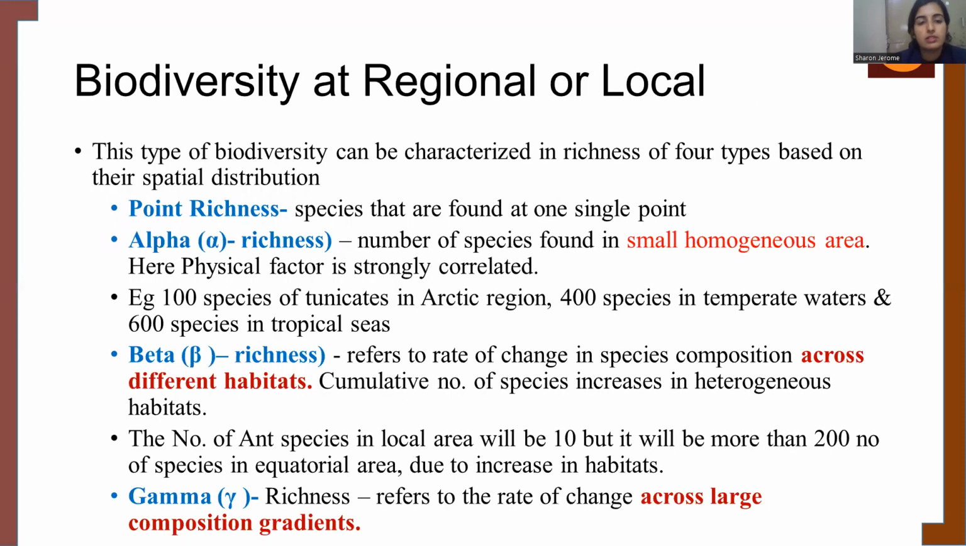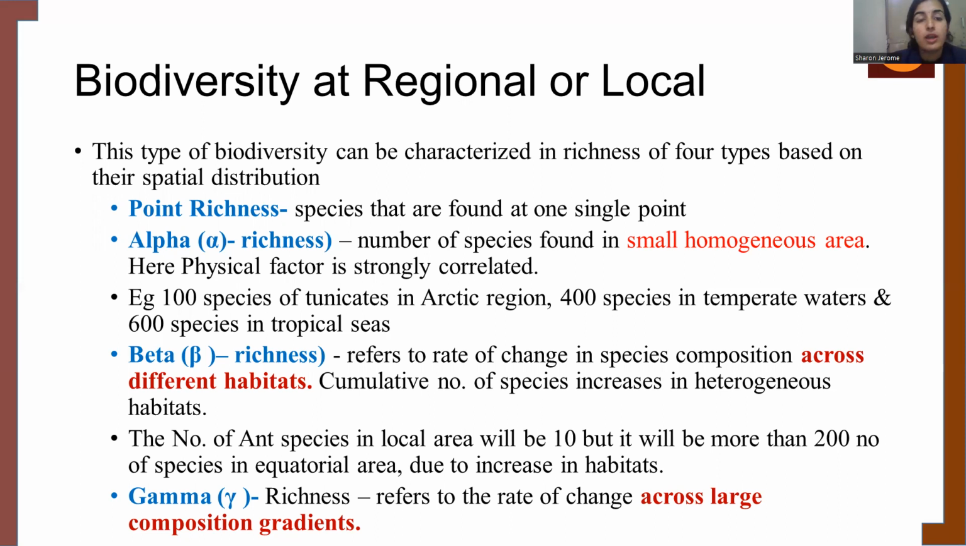So now let us look into the biodiversity at regional or local level. This type of biodiversity can be categorized into four types of richness based on the spatial distribution: point richness, alpha richness, beta richness, and gamma richness. Point richness is nothing but the species that are found at one single point.